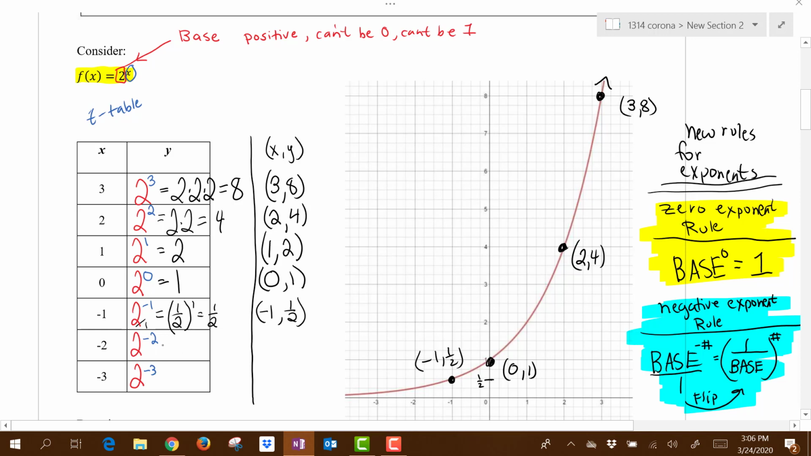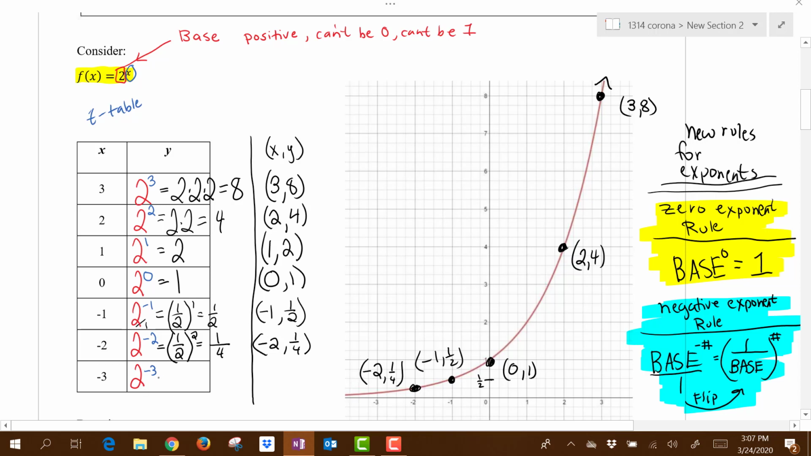So 2 to the -2 power. Since I have a negative exponent, I'm going to rewrite the base as the reciprocal of 2, which is 1/2. Raise that to the positive 2 power. Square the top of the fraction. So 1 times 1, or 1 squared, is 1. Square the bottom of the fraction. 2 squared is 4. We end up getting 1/4. -2 goes in, 1/4 comes out. I can plot that point about right there. -2, comma 1/4.